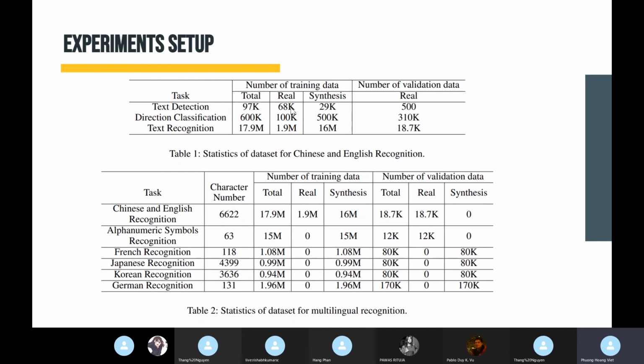68,000 images in real scene images. It often comes from public datasets and from Baidu image search. And the synthetic images, meaning the words that are not really easy to recognize, number 29,000. And similar for the direction classification and text recognition. And this is the dataset for the multilingual recognition.